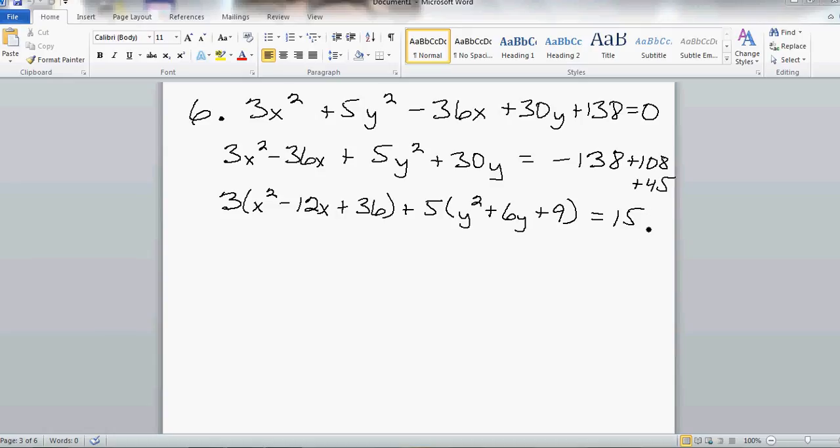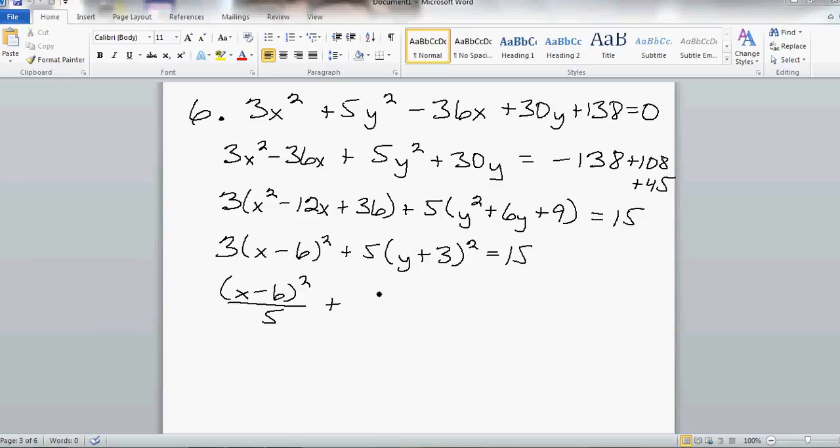Now I need to rewrite this, so I get 3 times x minus 6, the quantity squared, plus 5 times y plus 3, the quantity squared, equals 15. Now I can finally try and get this to become a 1 by dividing everything through by 15. Dividing by 15, we get x minus 6, the quantity squared, over 5, plus y plus 3, the quantity squared, over 3, equals 1. Now we should be able to do some stuff.